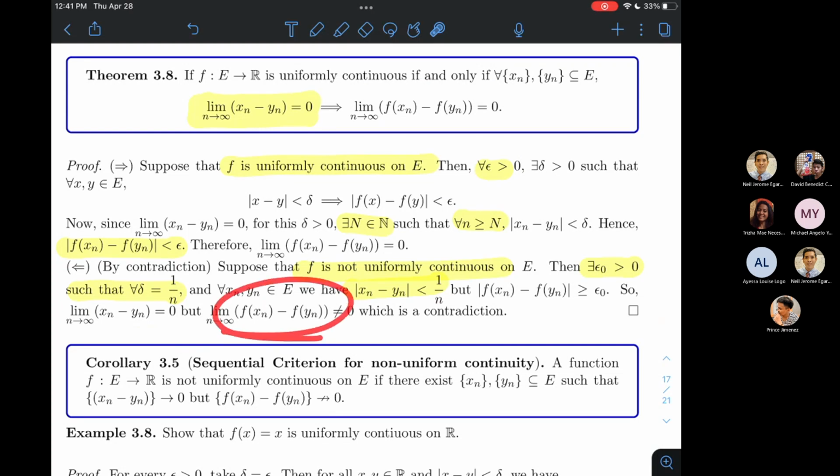Because f of xn minus f of yn cannot be convergent to 0 and not convergent to 0 at the same time. All right? And so we must reject the supposition. So ibig sabihin si f ay automatically uniformly continuous.